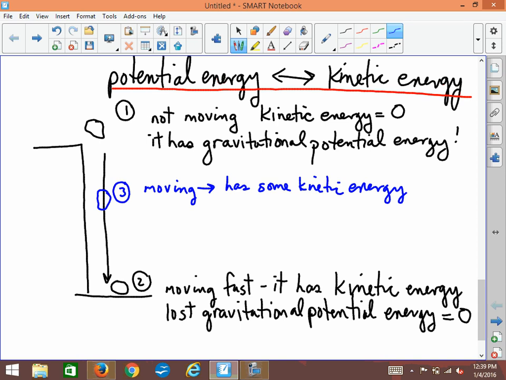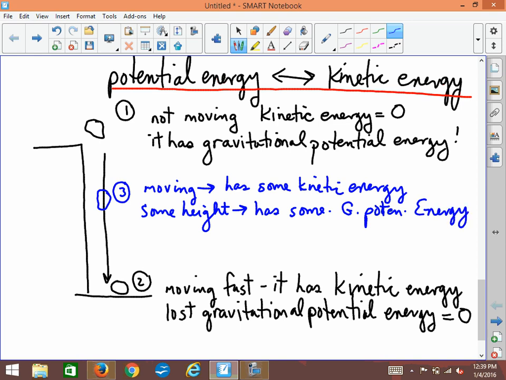But it's also still got some height. It hasn't hit the ground yet. It has some height, so that means it also has some gravitational potential energy. I'm just going to shortcut that so I don't run out of space. It's got a little bit of both.